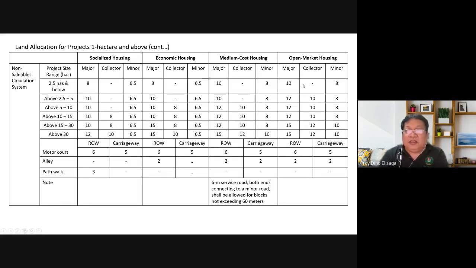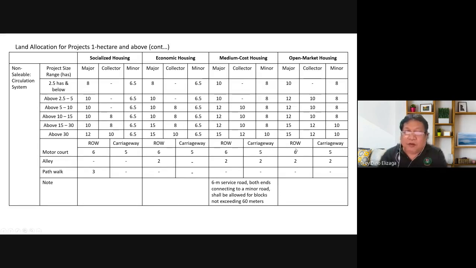10 here is meters, 10 meters and 8 meters. This is the road right of way, from one property to the next property, that portion where there is a road. But that doesn't mean that the whole 10 meters is the road. Part of it is sidewalk, part of it is sometimes planters, and the rest is the carriageway, which we will talk about here.